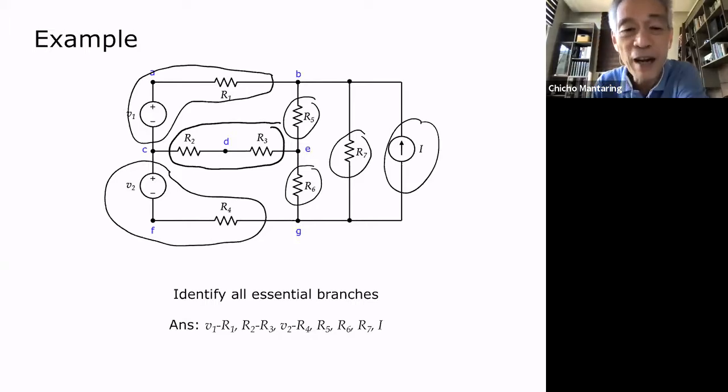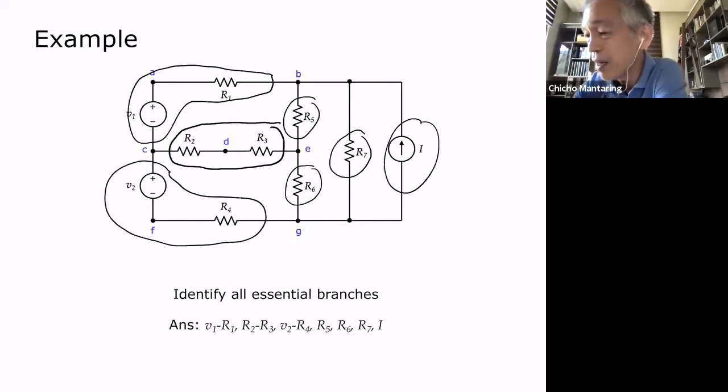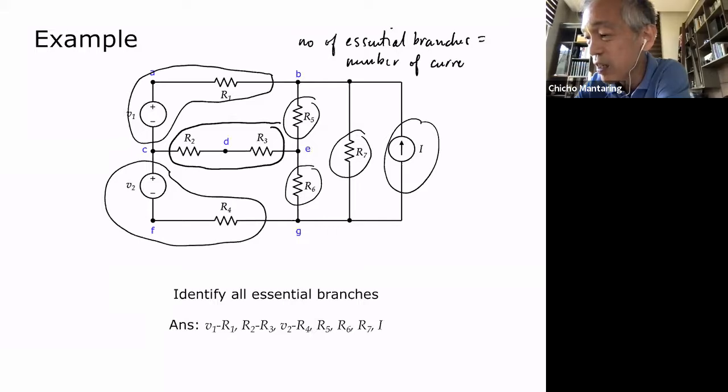Okay, you're going to find out later on, well, actually I can mention it now, that the number of essential branches is also the number of branch currents in a circuit. No? The number of essential branches is equal to the number of currents in a circuit.